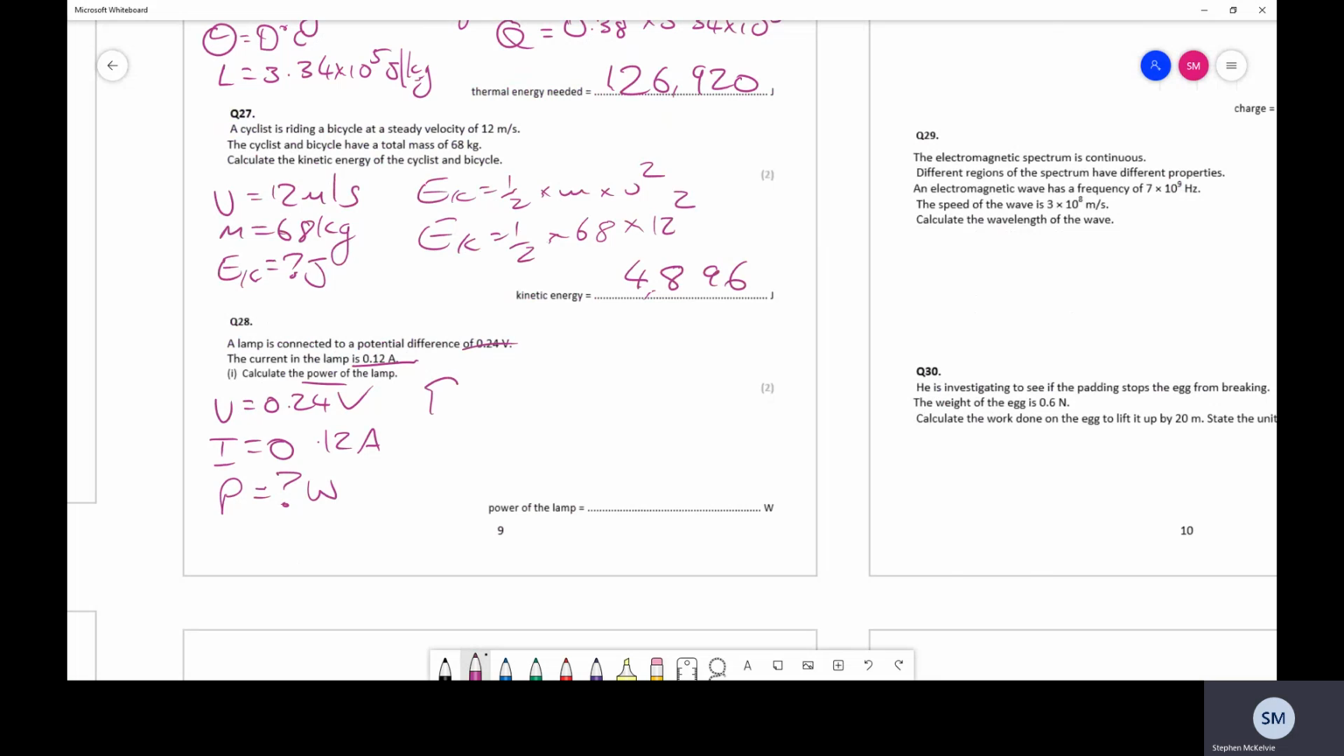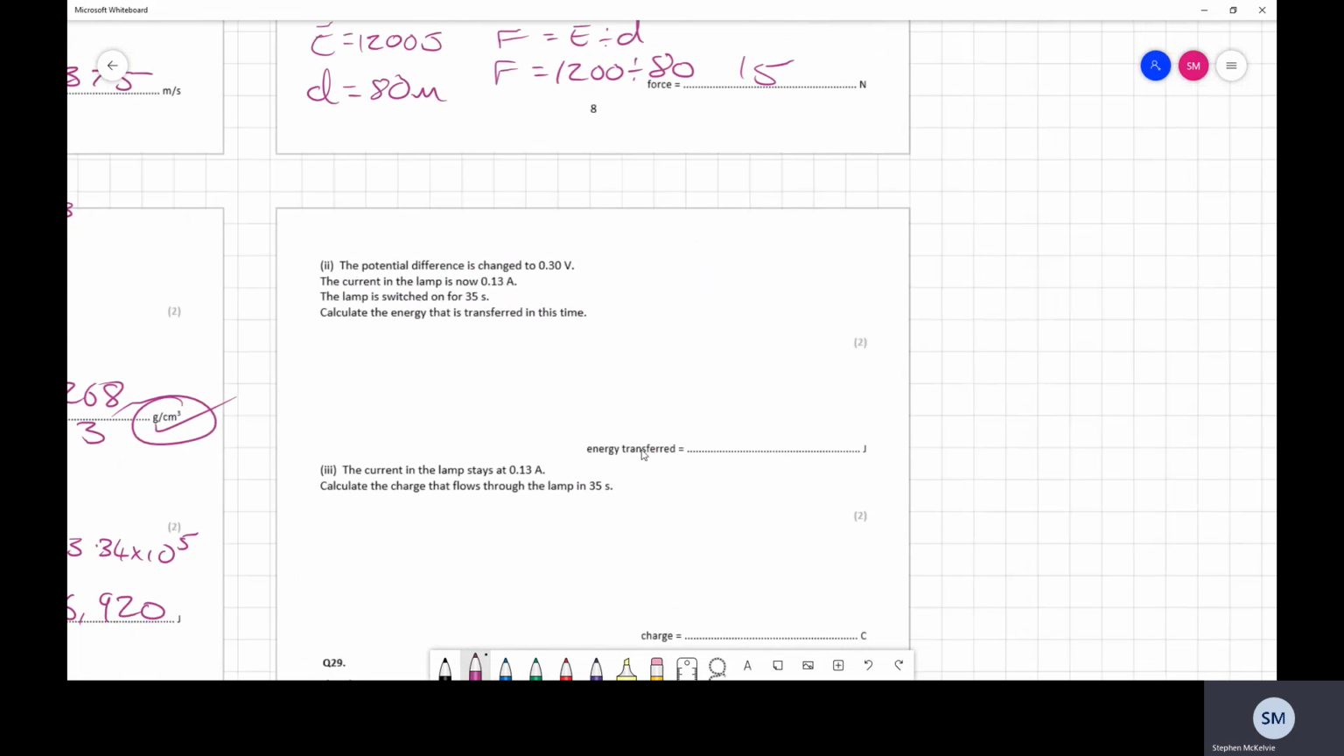Look at my equation. I'm going to see that P is equal to I times V. Power is current times voltage. Power is equal to 0.12 times 0.24. And my answer is 0.0288 watts. That looks like a 9, so I'm going to cancel that. 0.0288. Okay. Like I said, I'm drawing with the mouse, so you got to give me credit for that one.